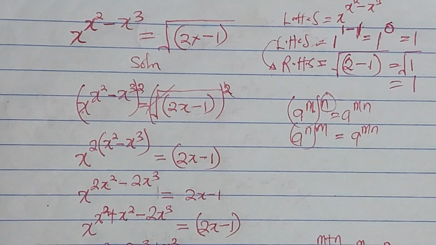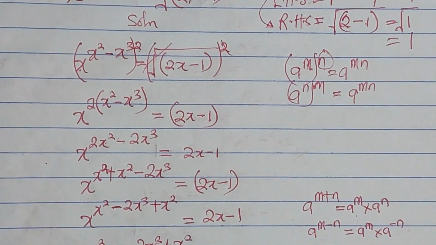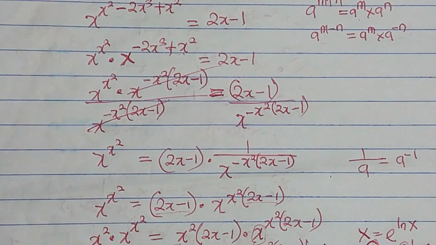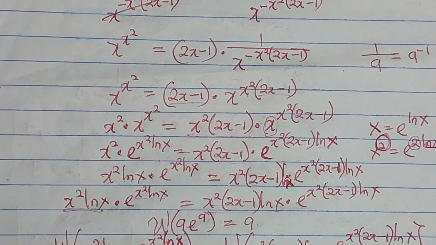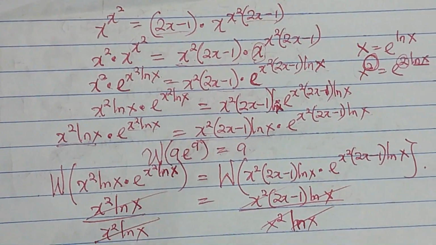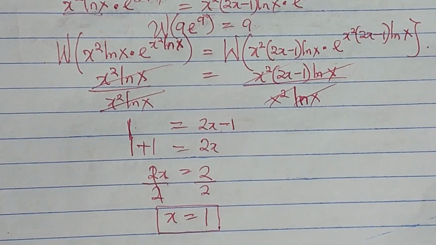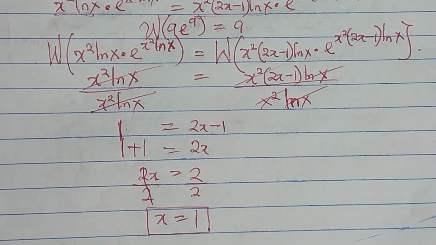Therefore, we have now confirmed that the value of x to satisfy the problem we were given is truly 1 after applying the Lambert W function of both sides.